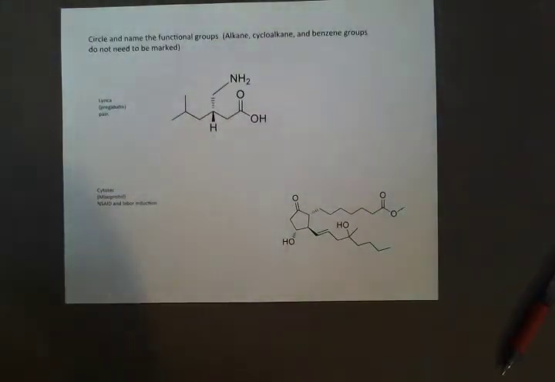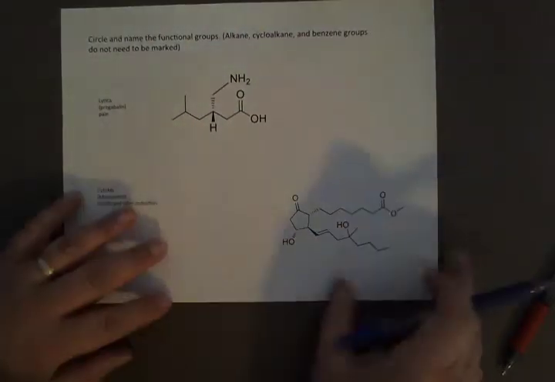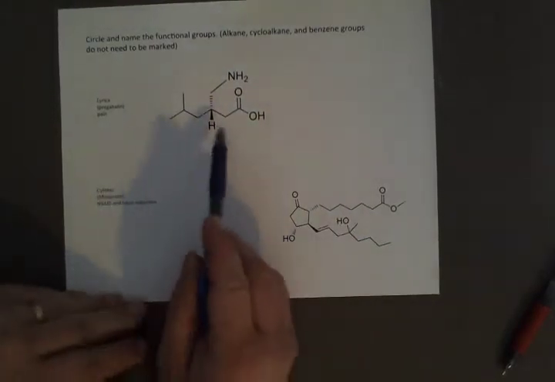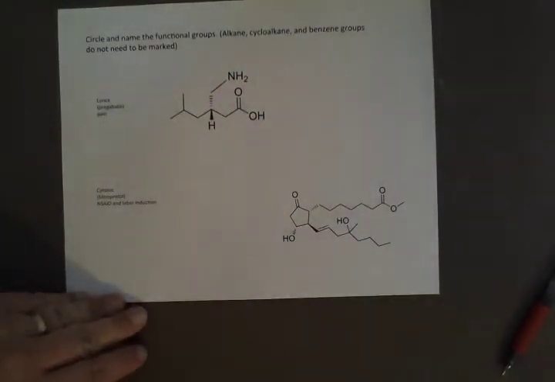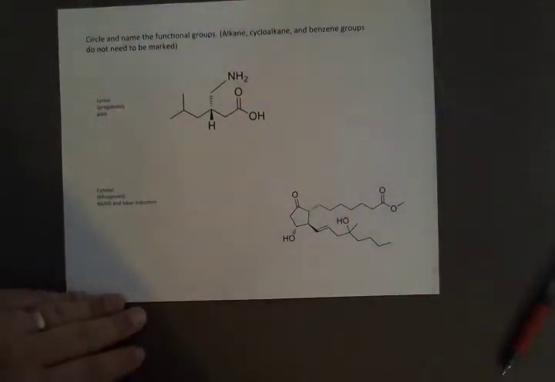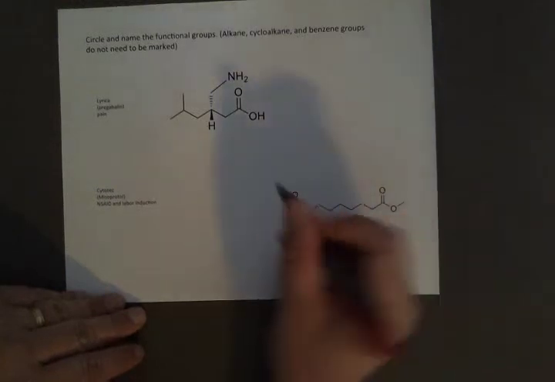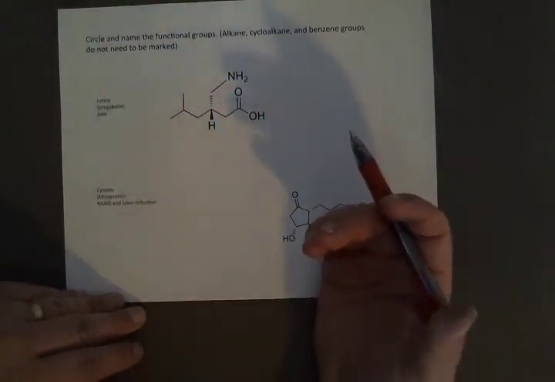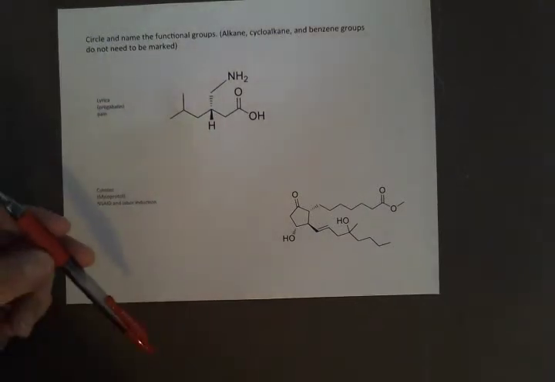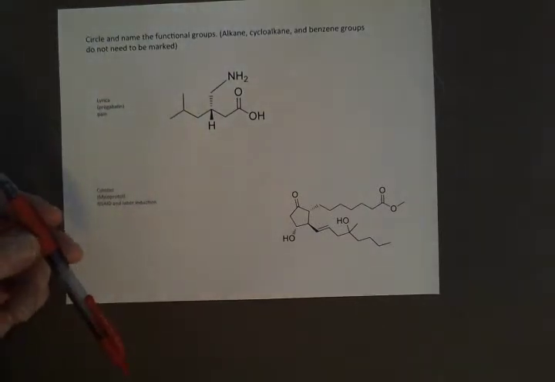Okay, so functional groups. These I really like. Here I'm going to give you some actual drug names. So this one here is Lyrica. This is for pain. So usually what you want to do is look for anything that has a double bond or triple bond, and anything that's a non-carbon.